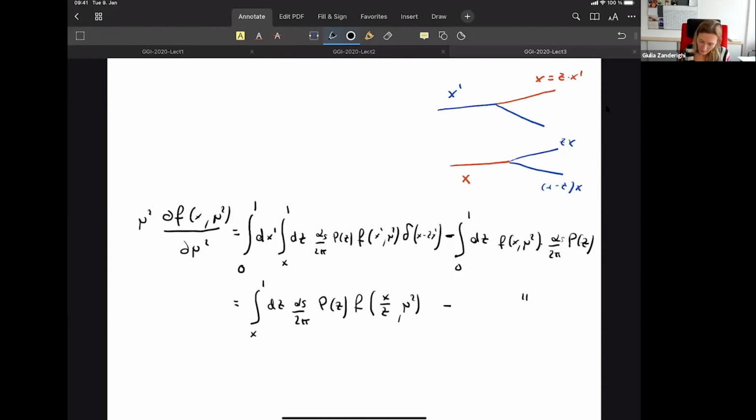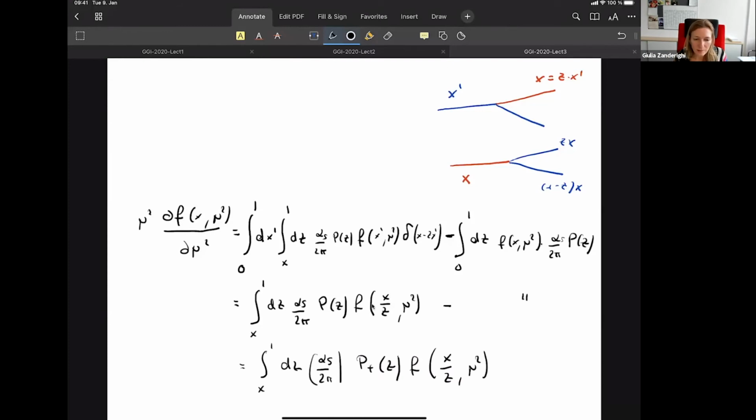Okay. And now you can see I can use the plus prescription like before. You see that now these two terms again have exactly the same form, but this is evaluated at z equal 1, and this has this x over z. So I can write it in this form: alpha_s over 2 pi, P plus of z, f of x over z, mu squared. We'll use again the plus prescription.